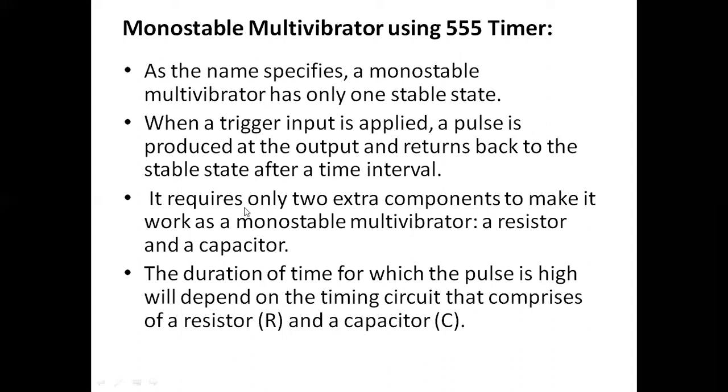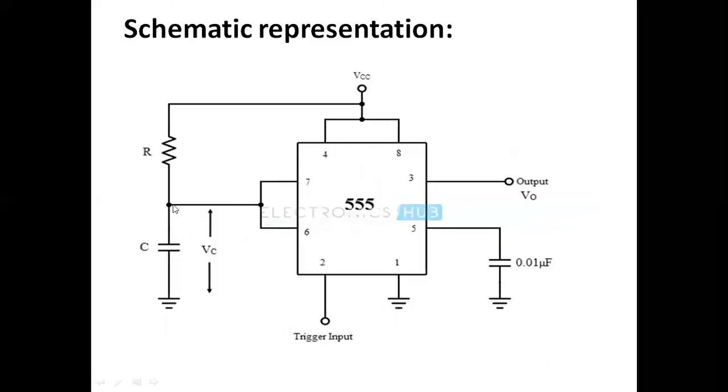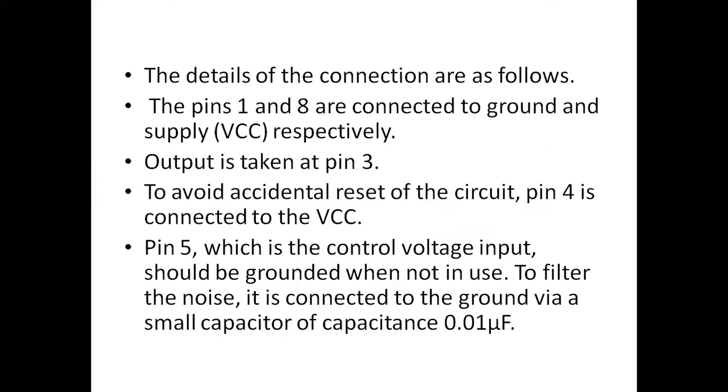In order to design the monostable multivibrator, we require 2 components, R and C. By connecting these 2 components externally to the 555 timer, we can design the monostable multivibrator. This figure represents the schematic representation of the monostable multivibrator using the 555 timer.